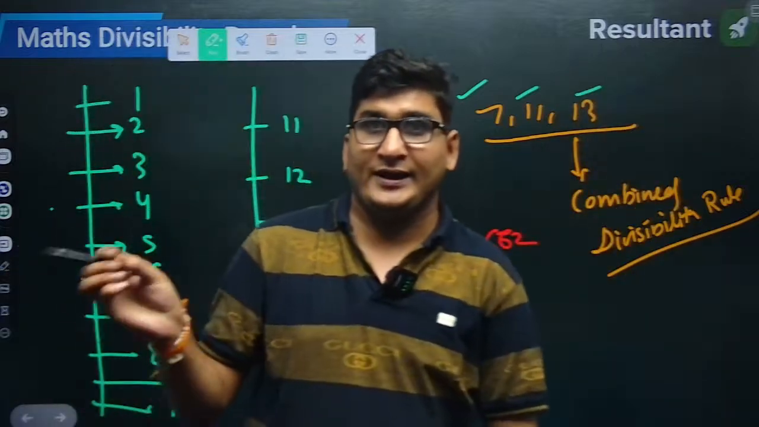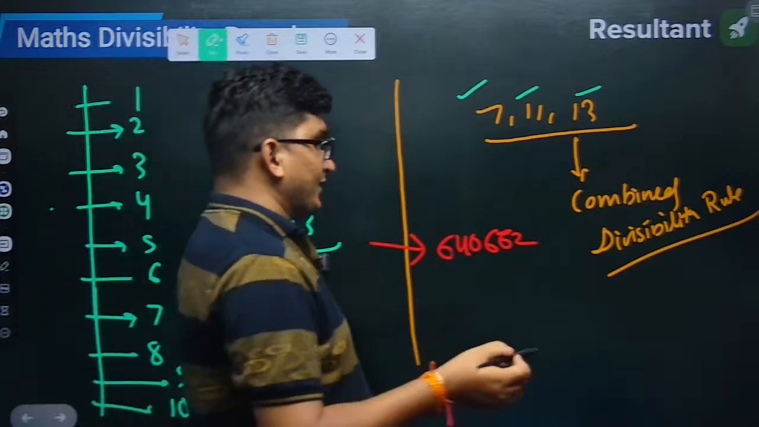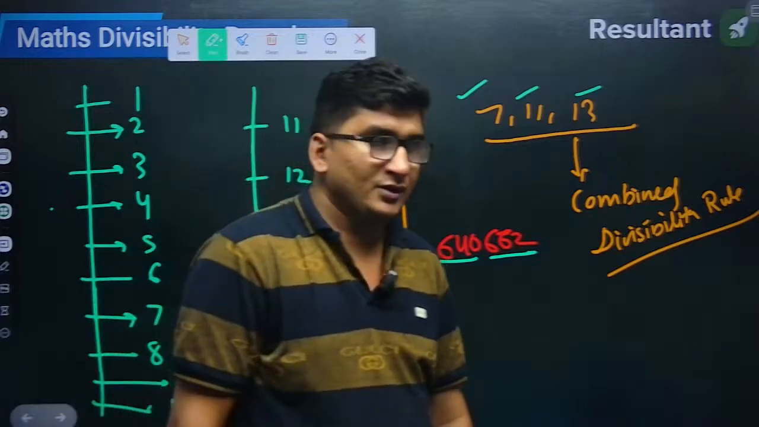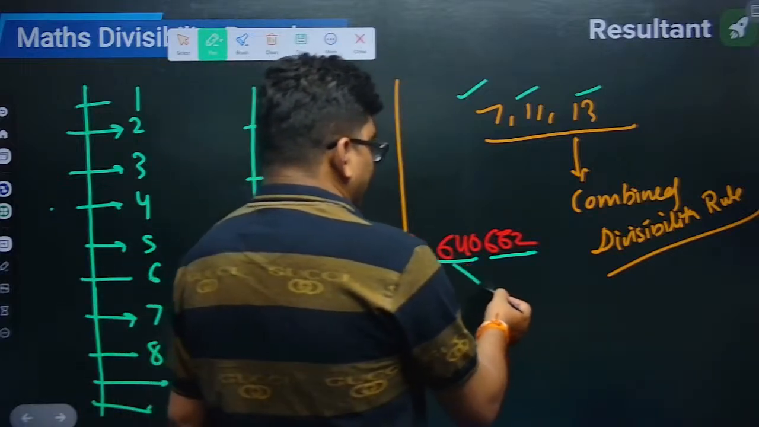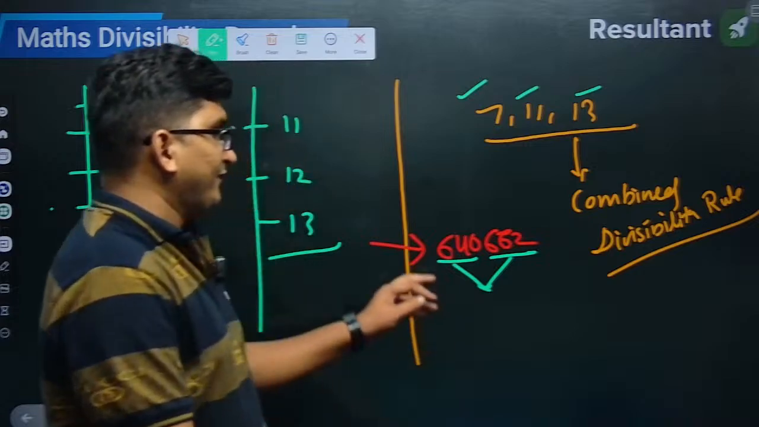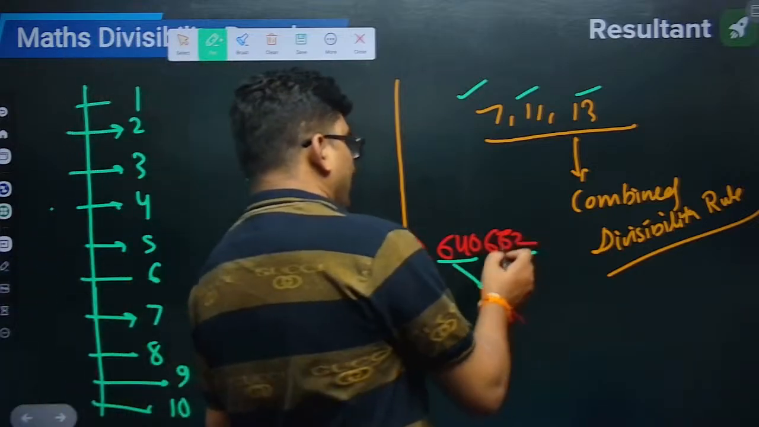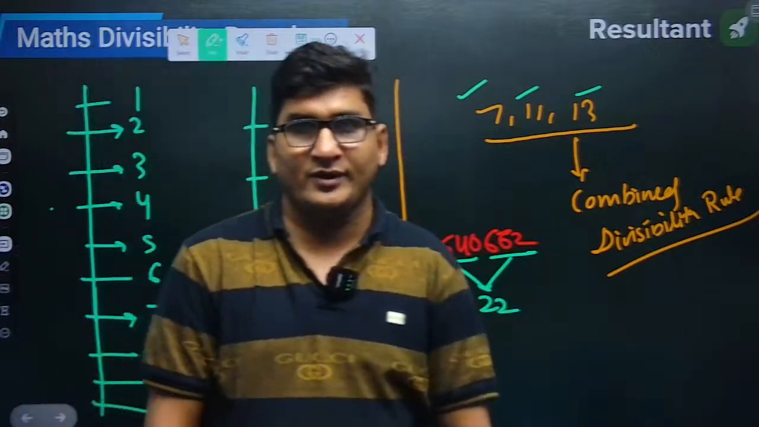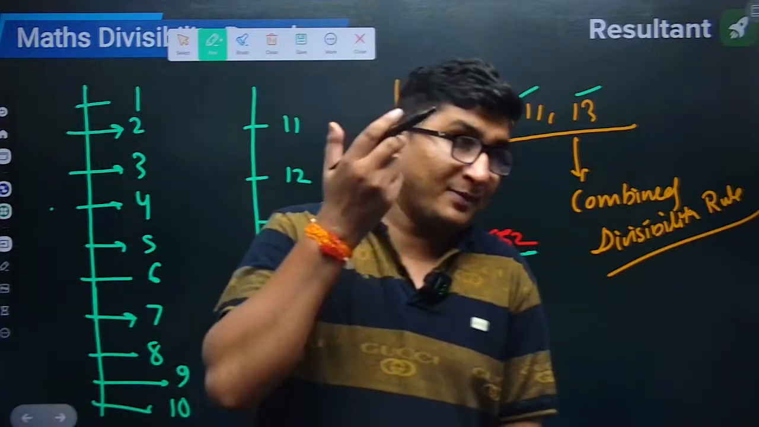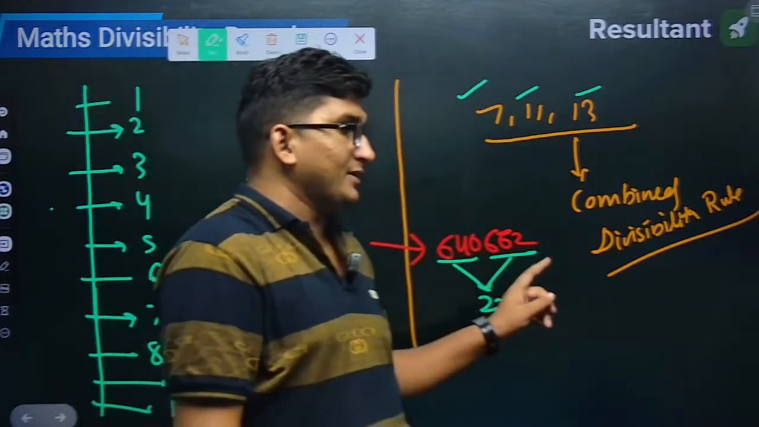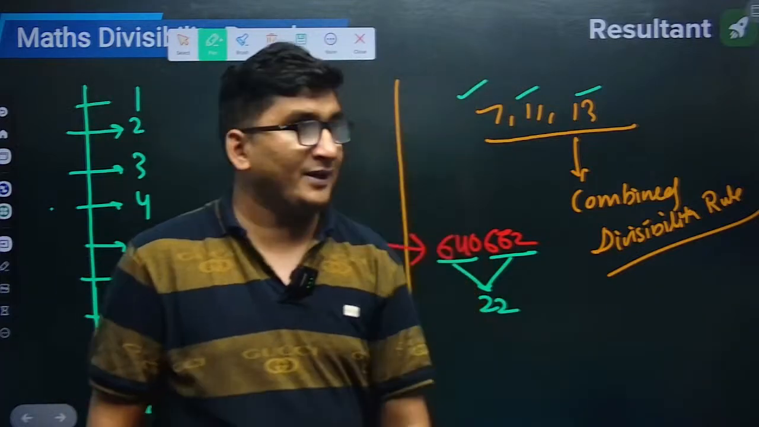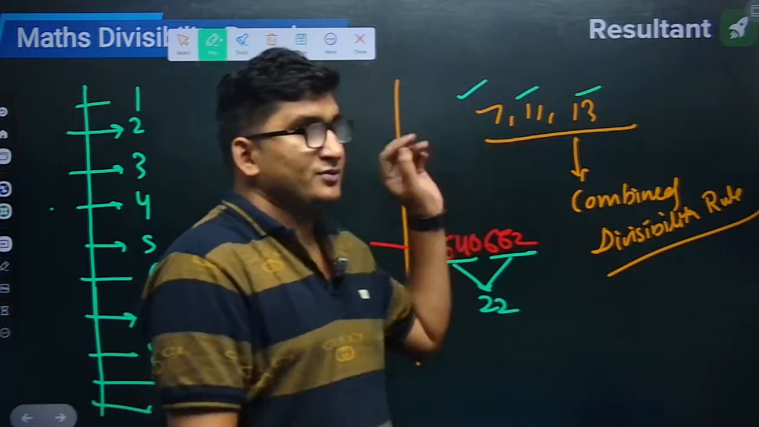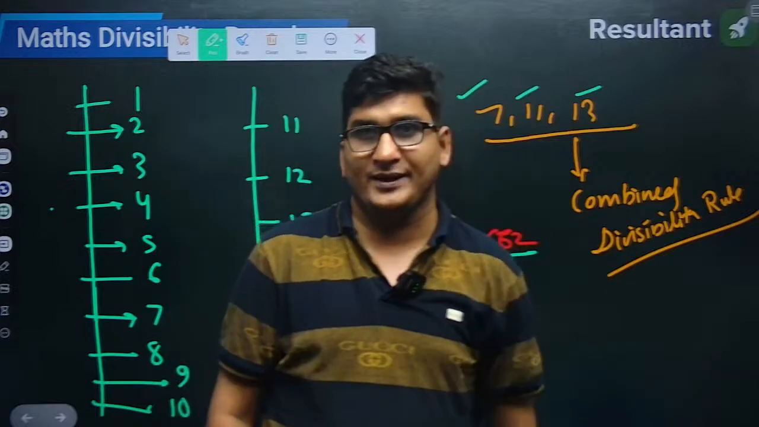In this case, you will make pairs of 3 digits from the right side, 3 digits here, 3 digits here, and after creating the pairs, you will take the difference between the two pairs. The difference will be 22. If the difference is divisible by 7, the number will be divisible by 7. If the difference is divisible by 11, the number will be divisible by 11. If the difference is divisible by 13, the number will be divisible by 13.